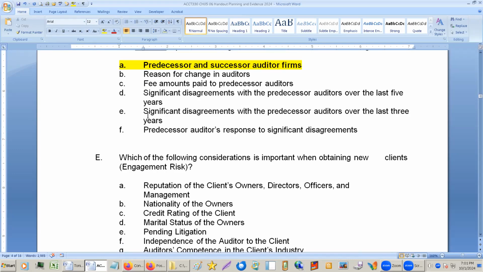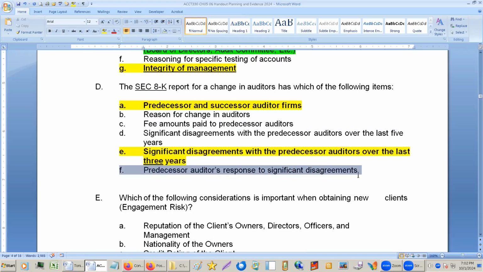Significant disagreements with the predecessor over the last 5 years. The next one is over the last 3 years. Which one is it? I think I told you that one, didn't I? Yeah, it's for 3 years. And the predecessor's response to the disagreements, that will be on there. Now, they'll have a letter. They'll say we have a letter on file.